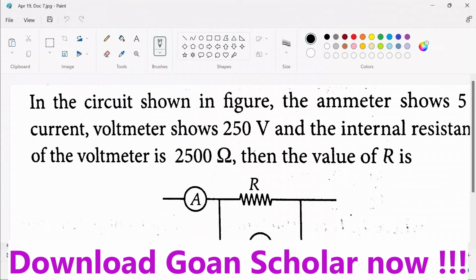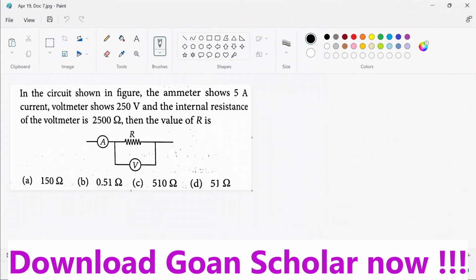So our next question is the 7th one. It says, in the given circuit, the ammeter shows 5 amps of current, the voltmeter shows 250 volts, and the internal resistance of the voltmeter is 2500 ohm. Then what will be the value of R? Okay, let's start with this. So pay attention, very simple yet very important 10th standard concept.